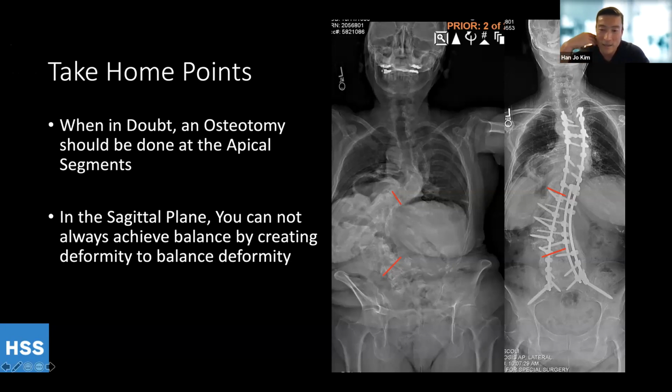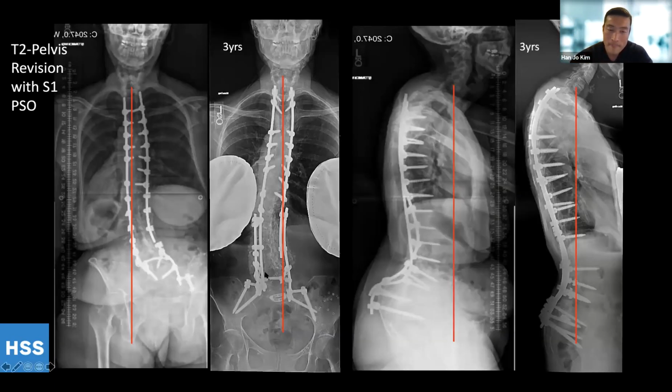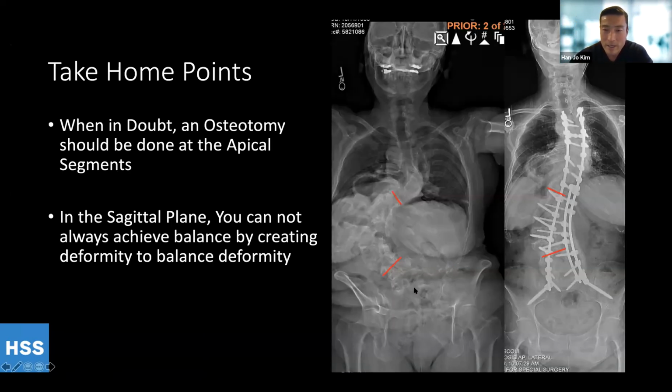So the reason why I say that is some of my colleagues who I presented that S1 PSO case to told me, why don't you just do a PSO at L3 where the pseudo is? But that would have been like a hyperlordosis sort of thing up there, and trying to balance that would have been interesting. The reason why I show this case here is because here it's a coronal balance issue. So you've got to in situ bend. You have to sort of create deformity in order to achieve the balance. Although that's the case for the coronal plane, for the sagittal plane, it's a different way to think about it.